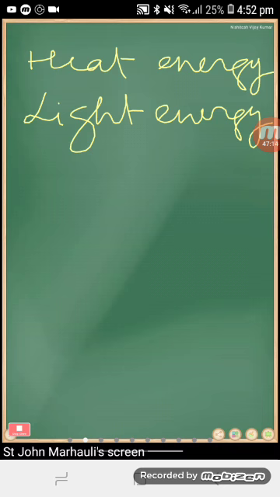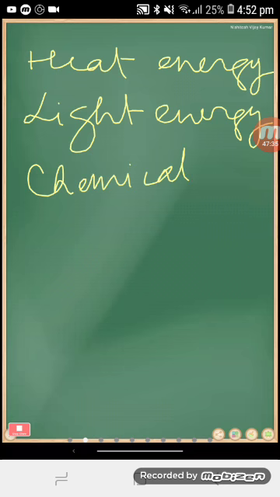Chemical energy is possessed by fossil fuels like coal and petroleum, which are present in the form of chemicals, and that is why the energy released is called chemical energy. We are using this chemical energy or these fossil fuels in the form of fuel, and therefore we also call it fuel energy.